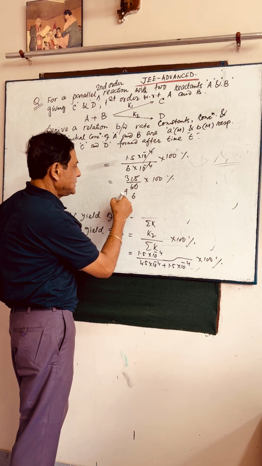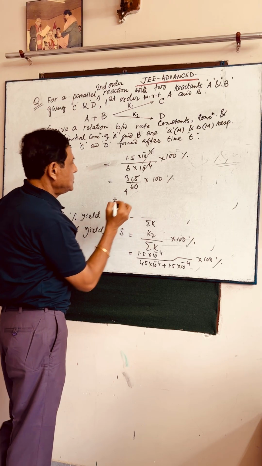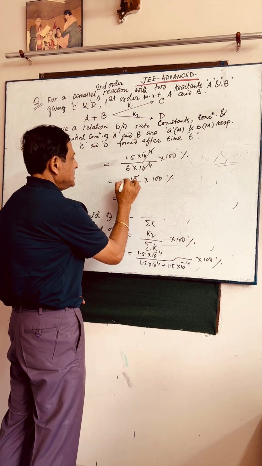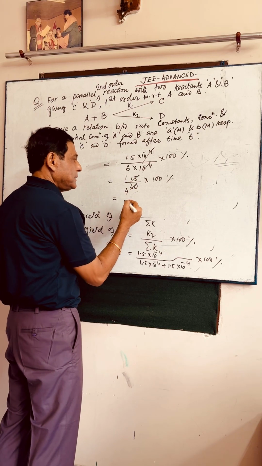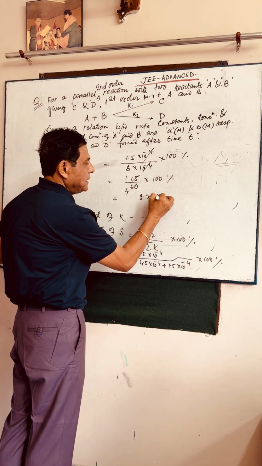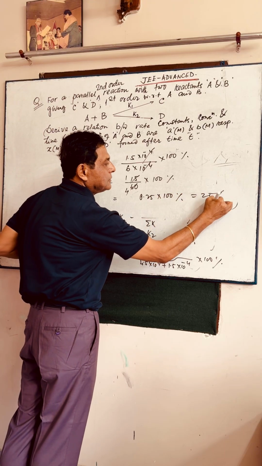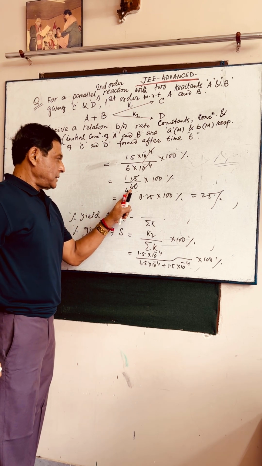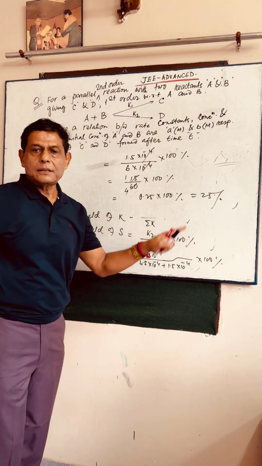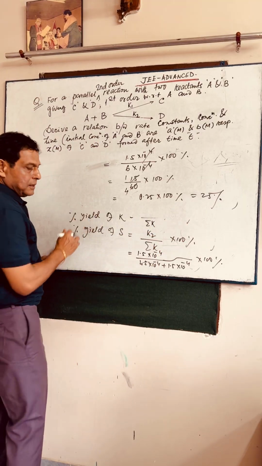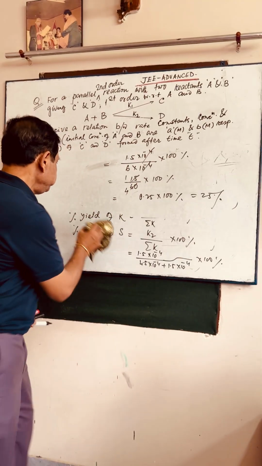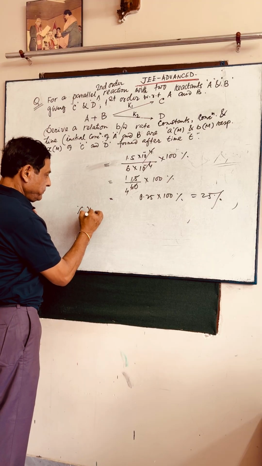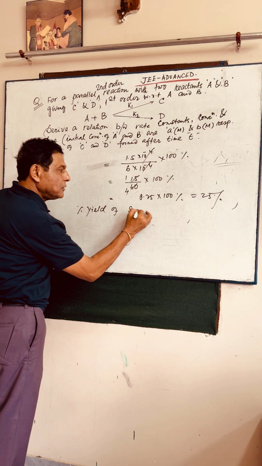How much is it? 15 by 60, very simple, that is 1 by 4, that is 0.25 into 100, that is 25%. So the answer is the percentage yield of S equals 25%.